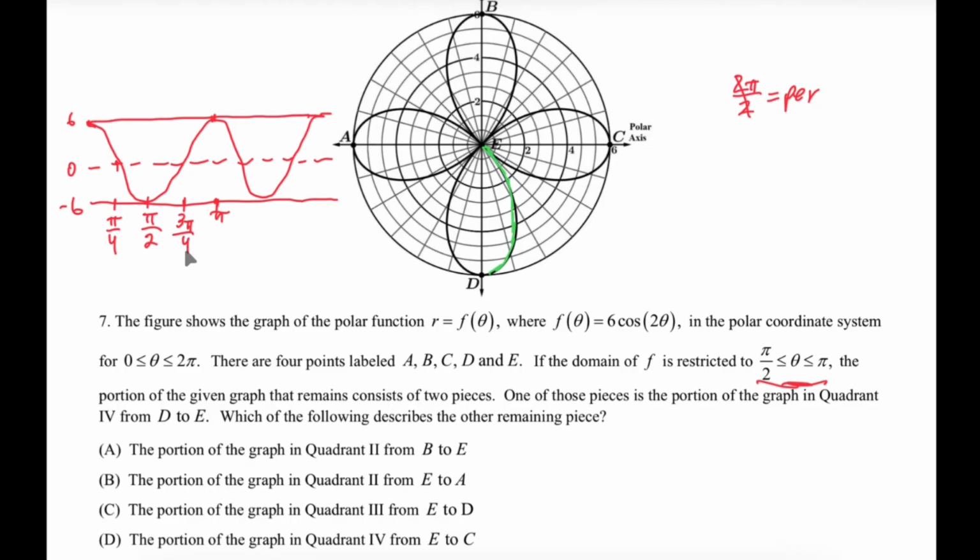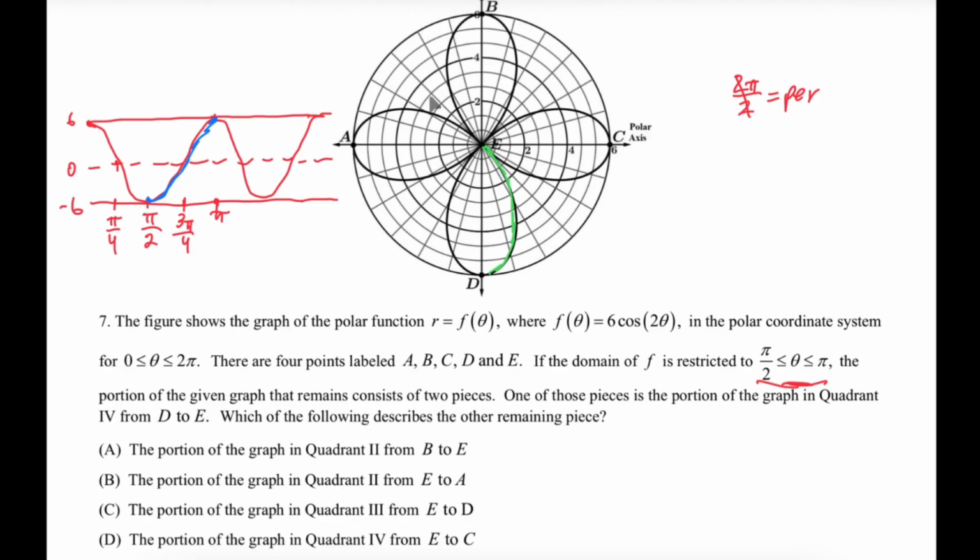So that's 1 pi. We can continue that, but looking at the restriction, it's only from pi over 2 to pi. So we really don't need to continue adding more values. So it looks like that. So we can shade that. We need to find that into the polar coordinates and see what it will look like.